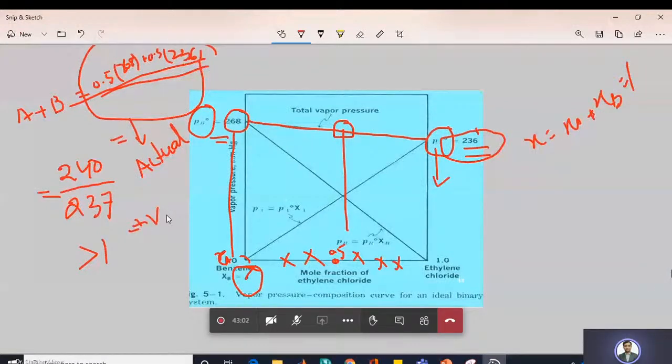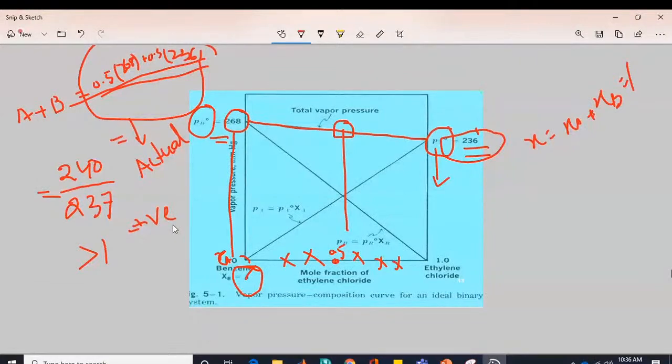Now, if we are measuring this one and that vapor pressure is not 240, actually it is 230. Now, this should have been 237. This is a negative deviation because the answer is less than 1. When it is less than 1, this means that this is a negative deviation. I hope you got what I'm trying to say. This is how we calculate the positive and negative deviations. Normally we call that activity coefficients.